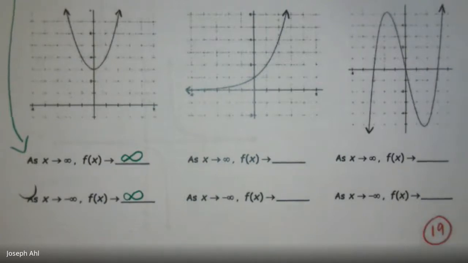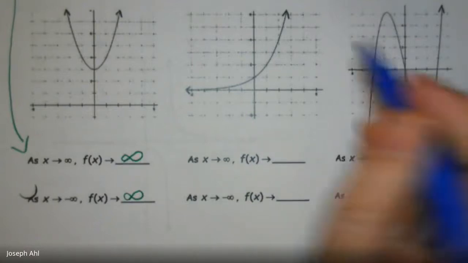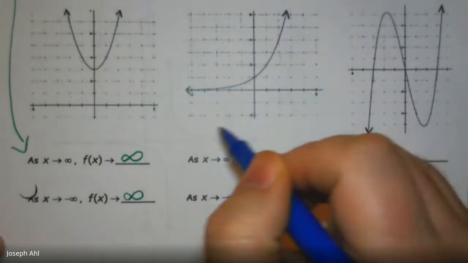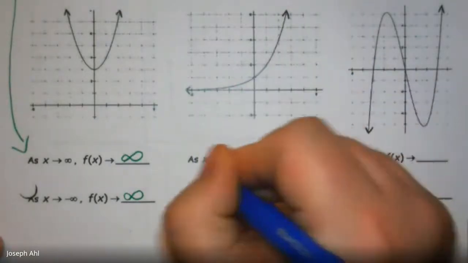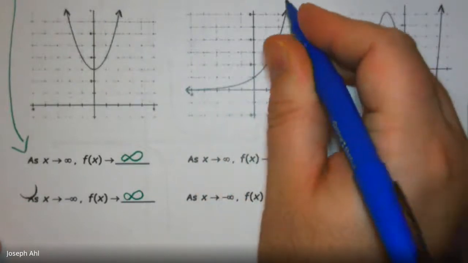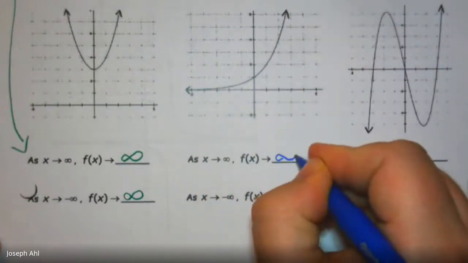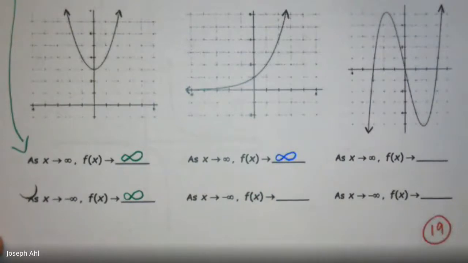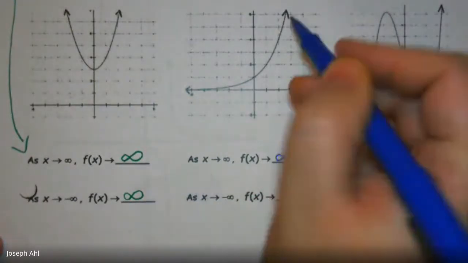Go ahead and take a look at the next example in the middle. So for the second one, we have this graph. Maybe you recognize this type of function. If not, we're going to learn about it this year. As x goes to infinity, so as we go to the right forever, where are the y values going? Well, they're headed up forever, to positive infinity.